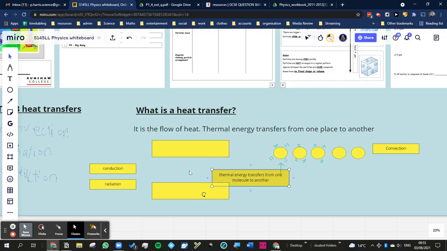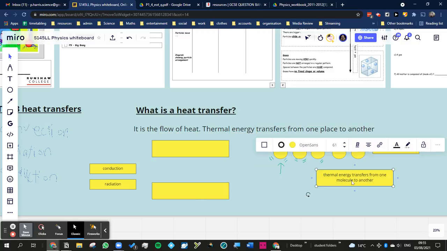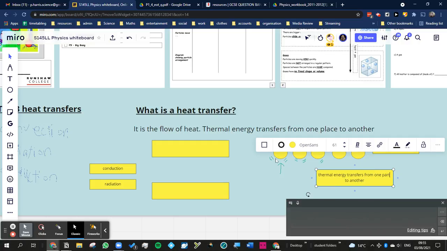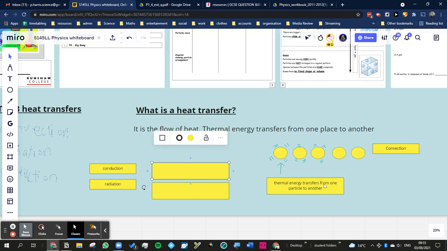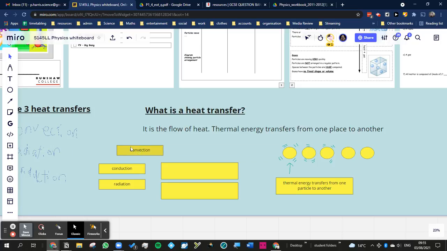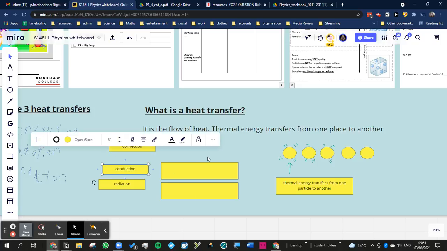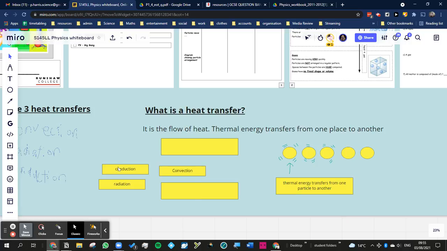So we could say the thermal energy transfers from one molecule, it doesn't necessarily have to be a molecule. I think I would leave it just as particle, because it might be an atom, might be a molecule, but particle is a better word to use because it's more general. Oh, wait a second. I grabbed convection. I meant to grab conduction. Sorry, that's conduction. Okay, so what I've just talked about is conduction. Let's just move conduction to the top. Let's leave that empty. Good.